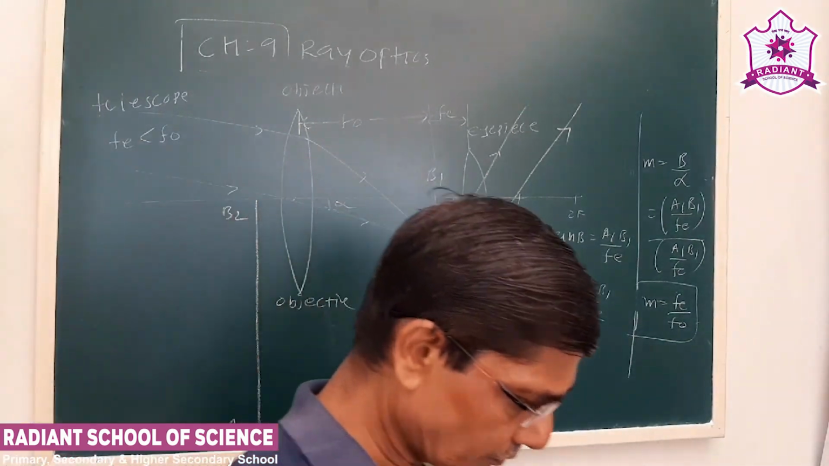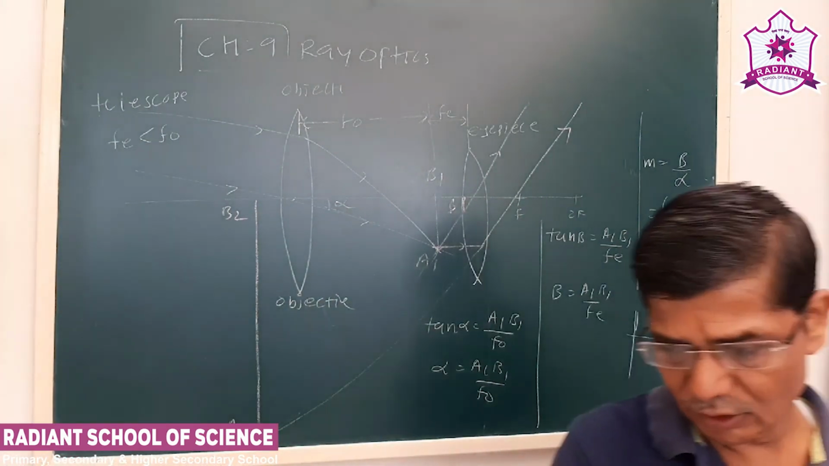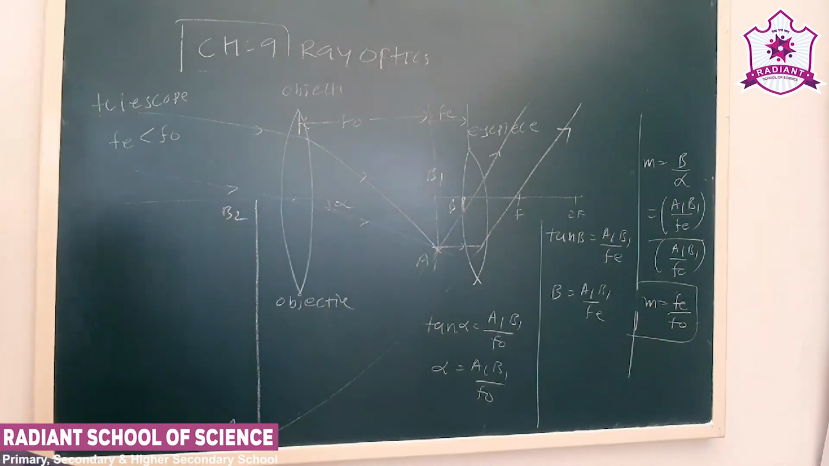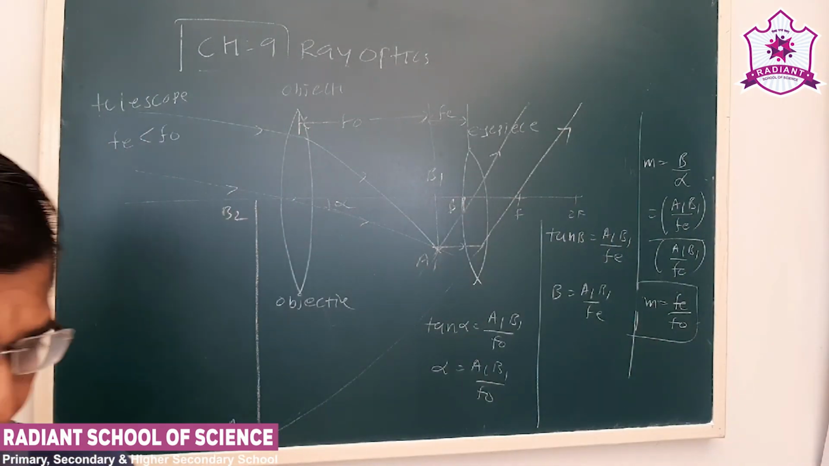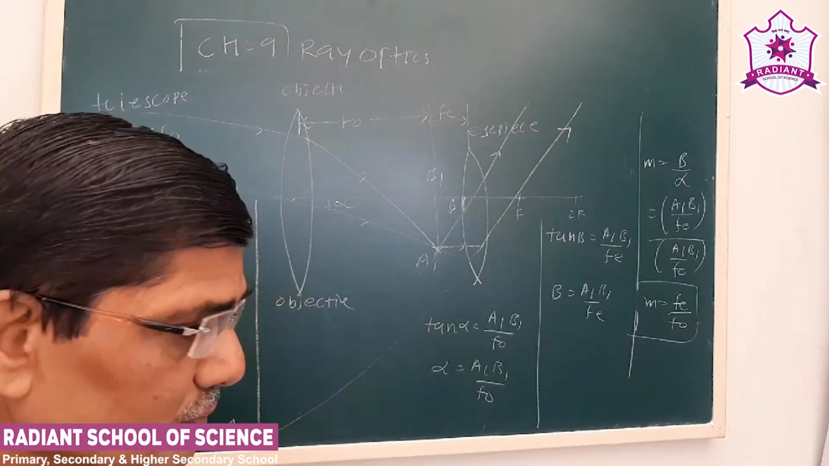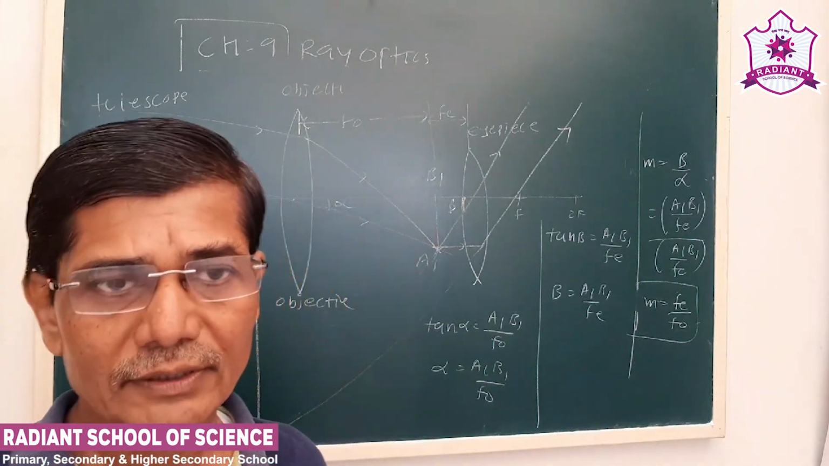So this is about the optical instruments. Today we have talked about the simple microscope and compound microscope. We also discussed the telescope. Next time we'll proceed further in the lesson. Thank you.